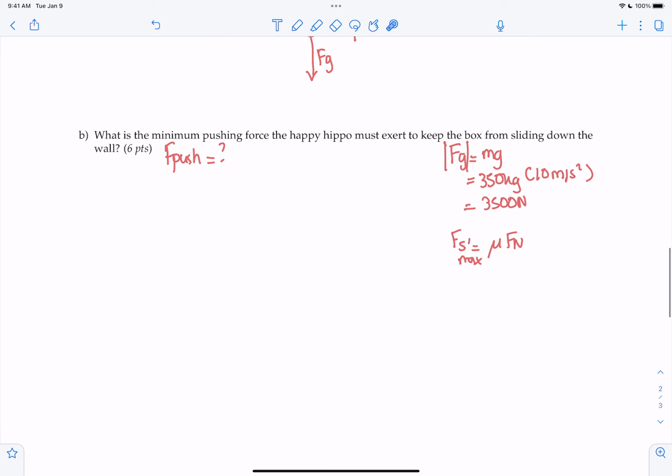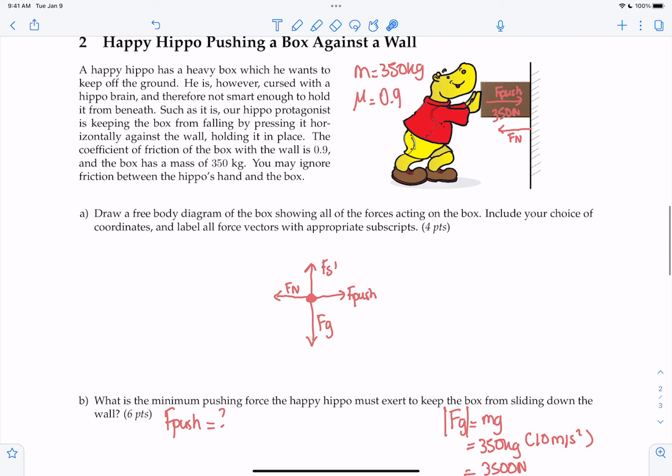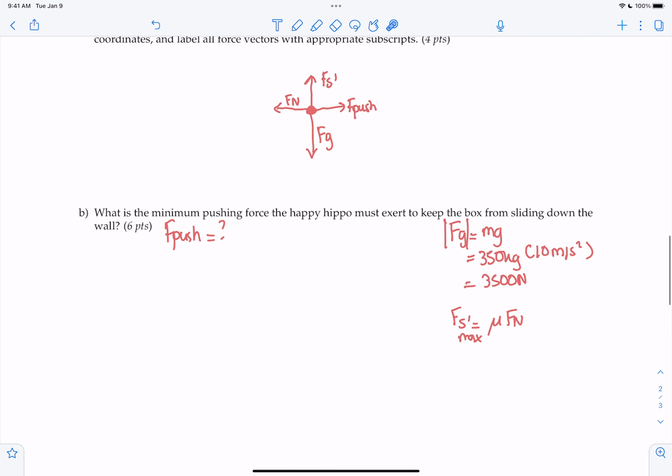So in terms of the problem, we know that the static friction force, when it's at its maximum, is mu times Fn, right? We know that mu, the coefficient of friction, is 0.9. Well, what's Fn? How can we get Fn? Well, we're not quite sure yet, but we can get Fs. How can we get static friction force? Yeah, essentially we're using the maximum static friction force to find the normal force.